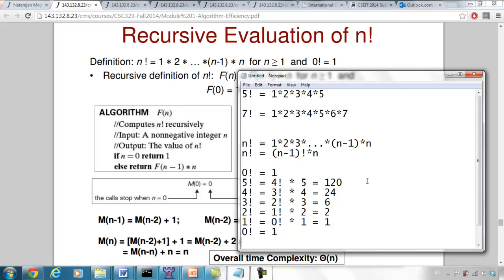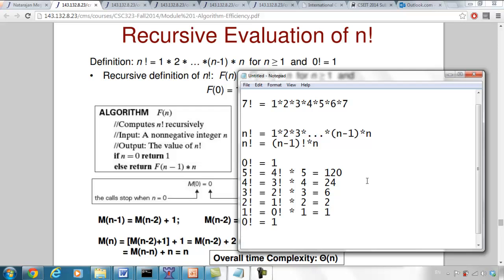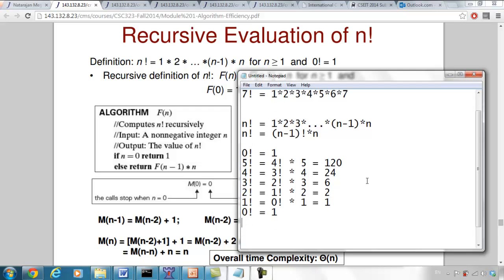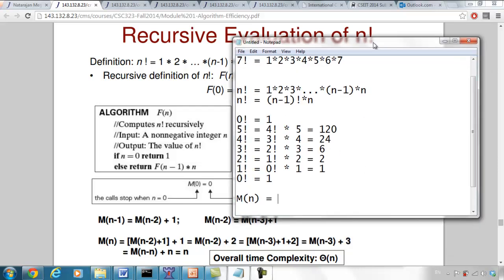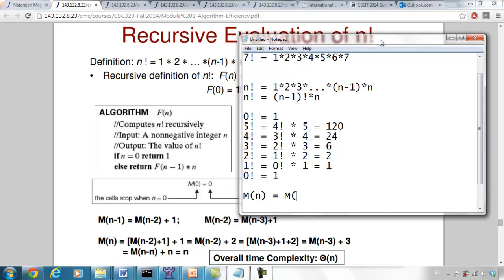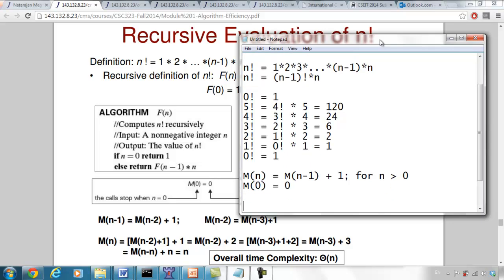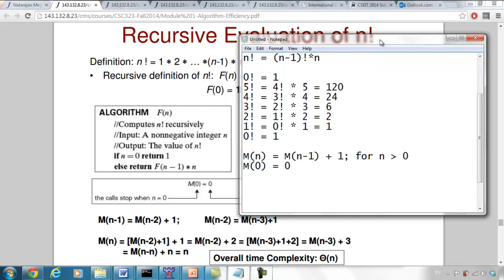So in general, if I want to compute n factorial, the number of multiplications to compute n factorial is essentially the number of multiplications to compute n minus 1 factorial plus 1. And this holds good for any n greater than 0. Because to compute 0 factorial, I don't need to do any multiplication. So this is essentially my recurrence relation.